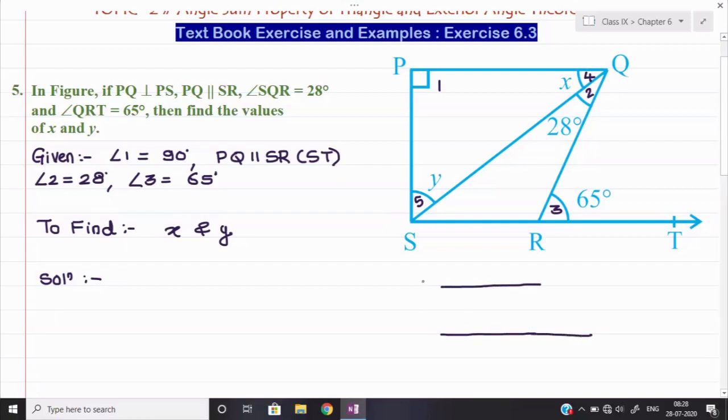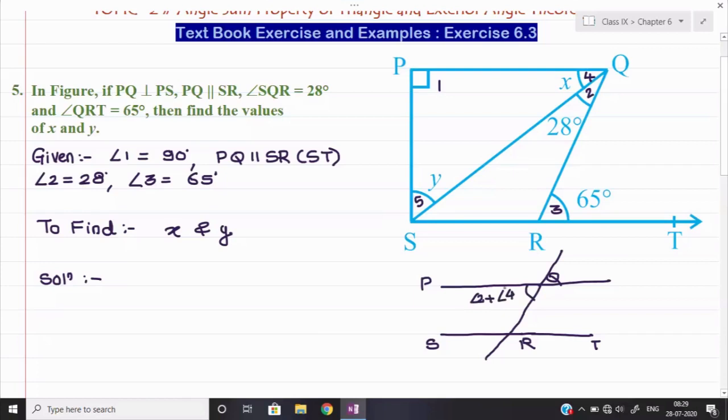So suppose this point is P, this is Q, this point is S, somewhere here point R lies, and at the end of the line somewhere the point T is lying. And see, Q to R we have joined. I am drawing it a little further, Q to R like this. And PQ I am also extending up to some length. Now you observe this angle: it is a sum of angle 2 plus angle 4.